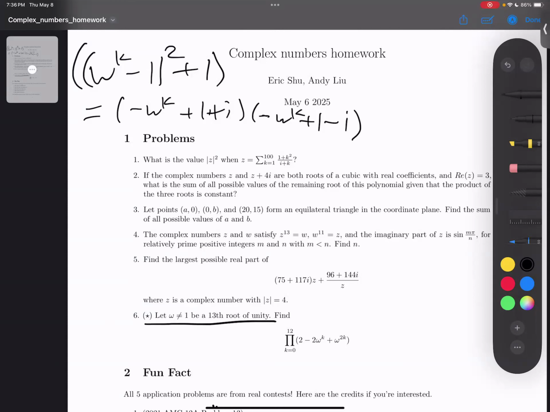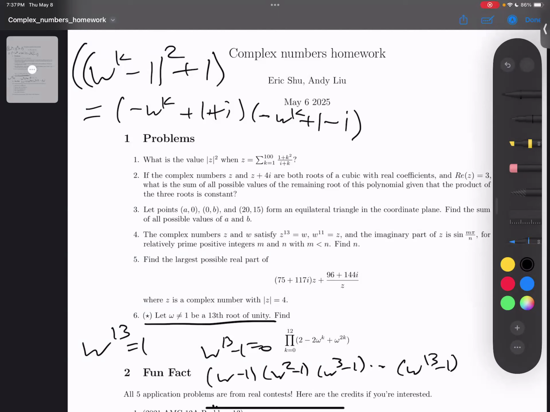So this is a 13th root of unity. So we have omega^13 equals 1. Omega^13 minus 1 equals 0. And we can factorize this as omega minus 1, omega squared minus 1, omega cubed minus 1, all the way to omega^12 minus 1.